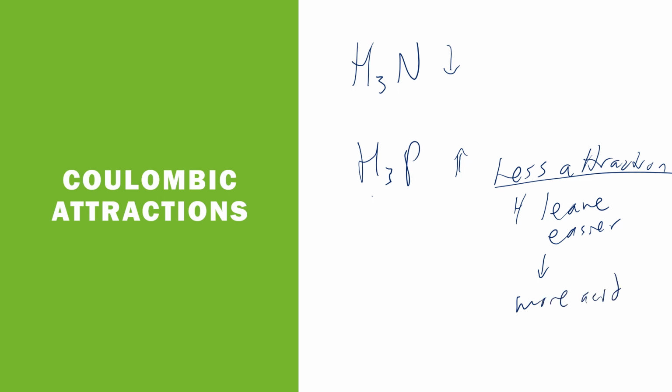Remember, stronger acids want to lose their hydrogens. And the reverse is true for nitrogen. Nitrogen has stronger attractions, so the hydrogens don't leave as easy, making it a weaker acid. And so that's how you would explain using Coulomb's attractions.